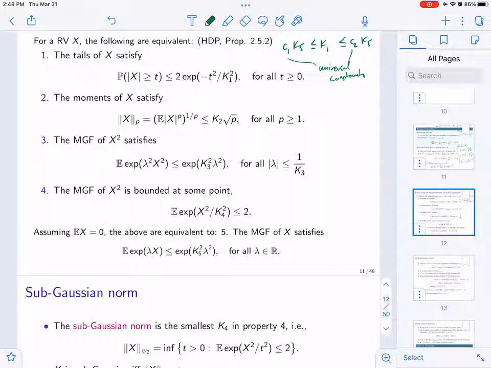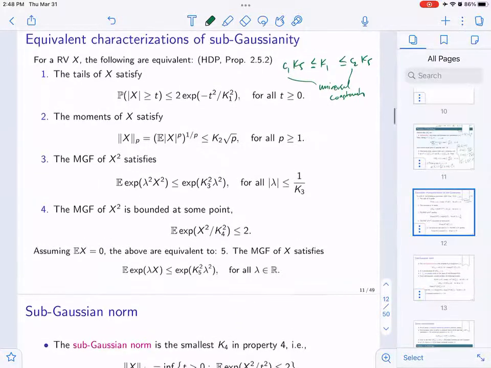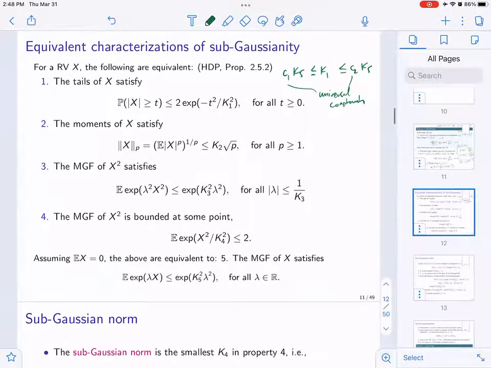So if you have this, we haven't shown this. If you have this for all t, then it would imply, if the mean is 0, it would imply this. So you can go look at the proof of that result. The more interesting one is that it's equivalent to this growth of the moments.